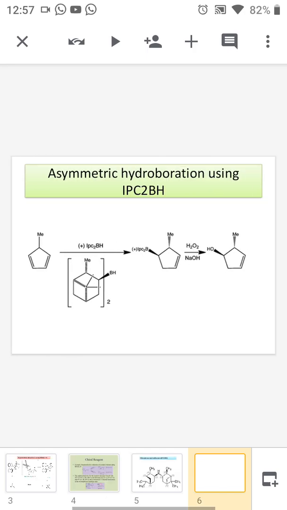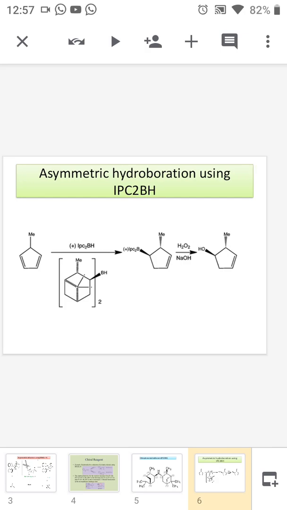Now we will discuss the asymmetric hydroboration using IPC2BH. We know that there is only one hydrogen atom here. This is the structure of the IPC2BH. This hydrogen is used for the reduction of the alkene. Here the hydrogen is substituted, and we will get this state. After this, we have to remove the IPC2BH by using hydrogen peroxide. So the final structure is an alcohol, and this is the structure.